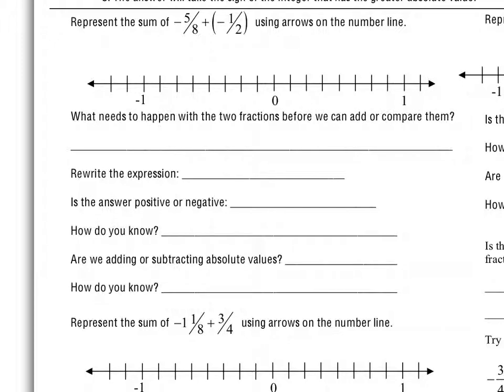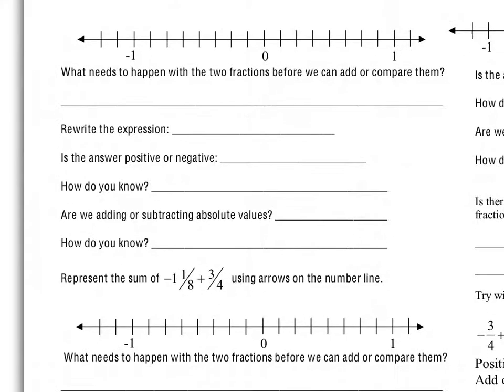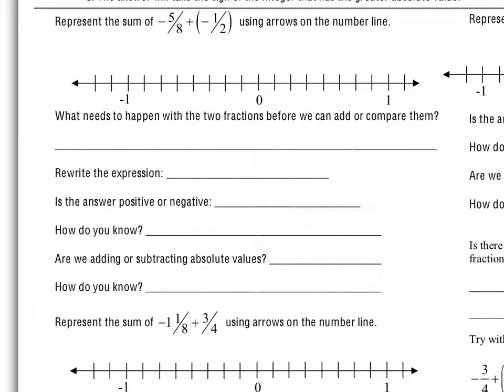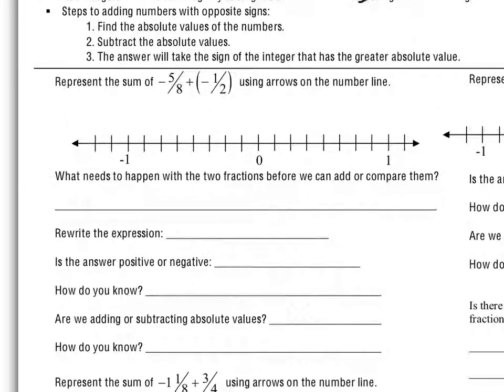Before we do that, let's go ahead and answer a couple of these questions down here. First question says, what needs to happen to the two fractions before we can add or compare them? Go ahead and write that down now. Hopefully you wrote down that we needed to go ahead and give them common denominators. So before we can compare them, we need to give them common denominators.